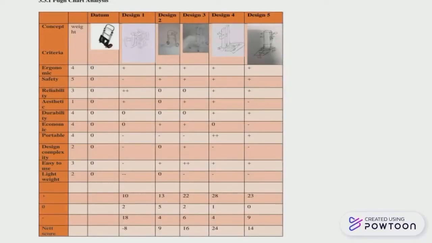And this is the Pugh chart analysis. Based on this Pugh chart analysis, we can conclude the best design for our project, which is design 4. It is because design 4 has the highest net score, which is 24, and is the most portable compared to the other designs. However, the lightweight criterion is negative, but the design can still be improved.